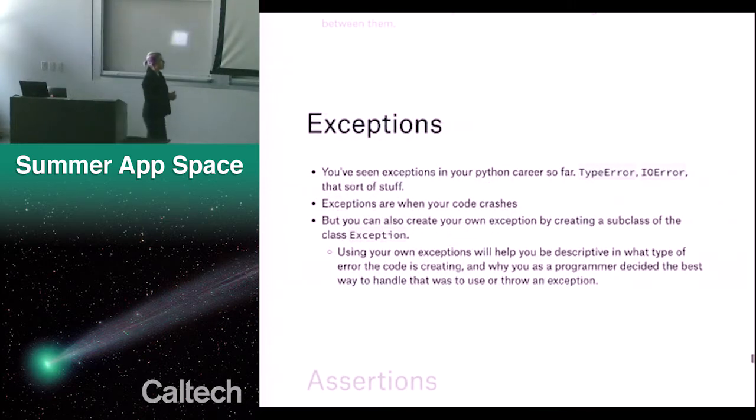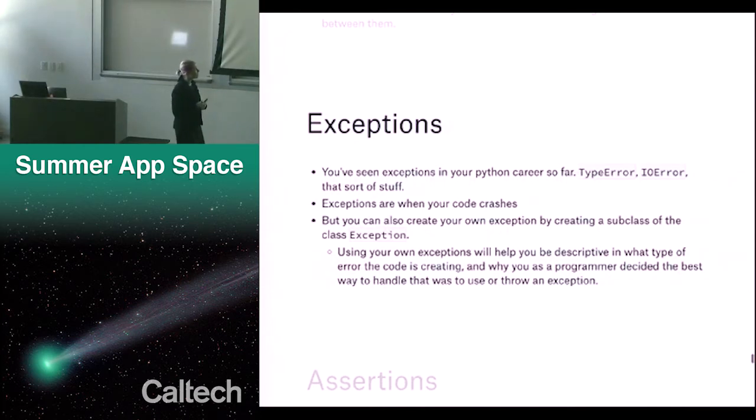Okay, so in the next section, and this will also go into the next section of the exercises, you've seen exceptions in your Python career so far. You've seen things like type error, IO error. Basically, when you're trying to run something from Python or the IPython console, sometimes it'll print an error or an exception. Exceptions, so far, how we've seen it, are when your code crashes.